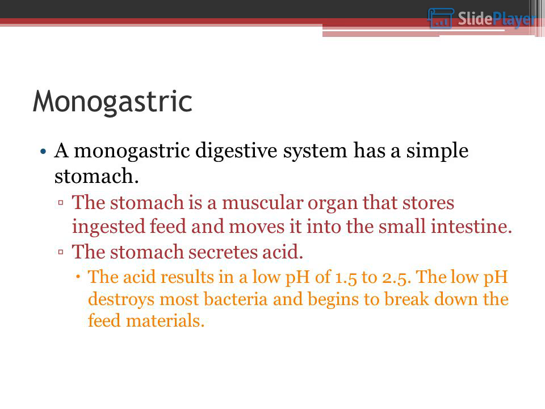Monogastric. A monogastric digestive system has a simple stomach. The stomach is a muscular organ that stores ingested feed and moves it into the small intestine. The stomach secretes acid. The acid results in a low pH of 1.5 to 2.5. The low pH destroys most bacteria and begins to break down the feed materials.